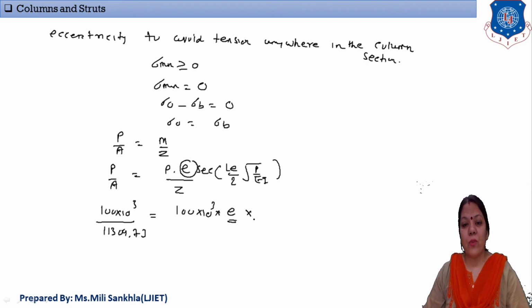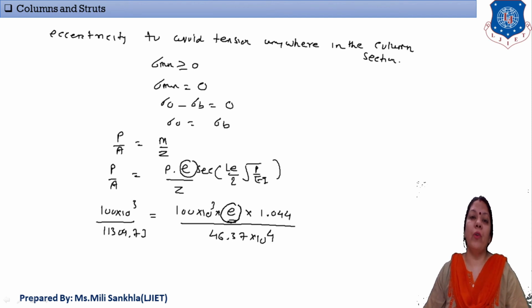We find out this value, that is 1.044, and divide by our section modulus. Section modulus is equal to 46.37 into 10 raised to 4. Here we find out this unknown value E, and E is equal to 39.25 mm.